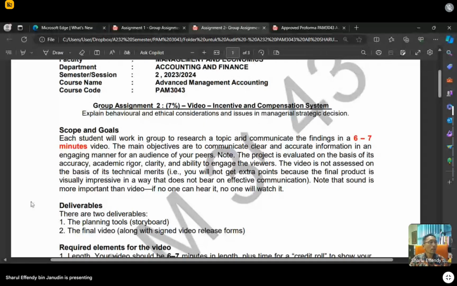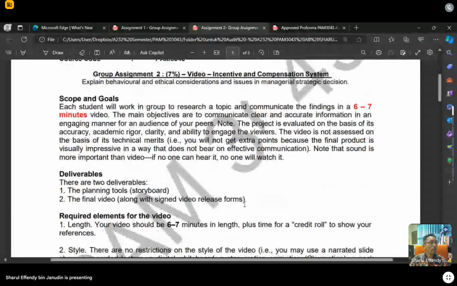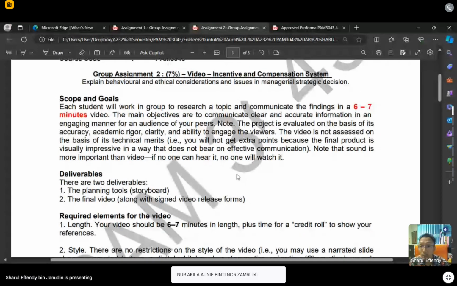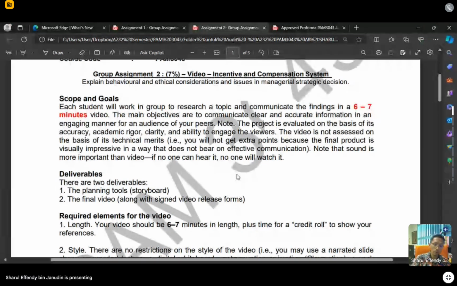And the deliverables are two things. The first one is the storyboard. The storyboard is basically the initial idea of what will be in your video. You don't need to draw, but if you want to draw, it's okay. You need to show me, okay: we start the video like this, and then follow this, follow this. And that is the storyboard.